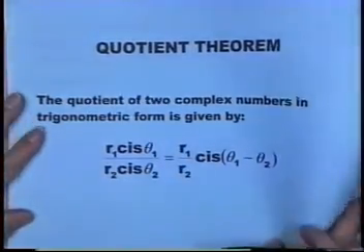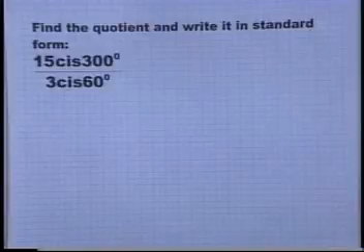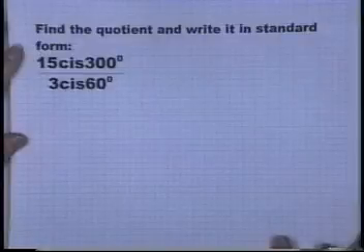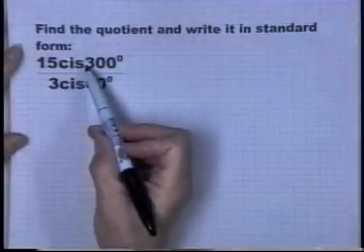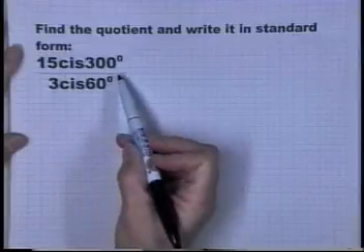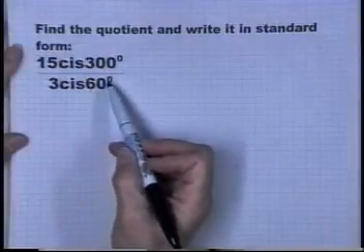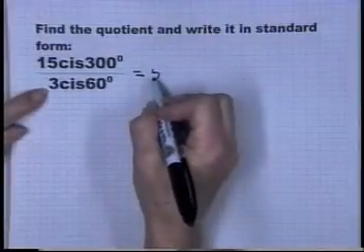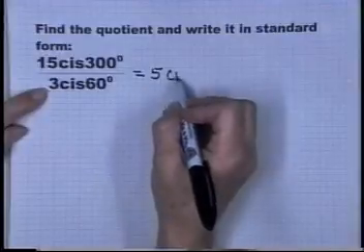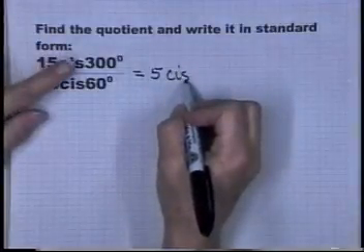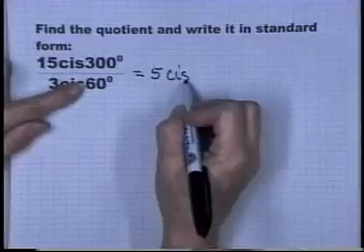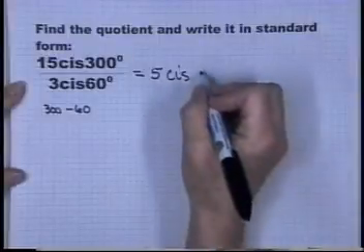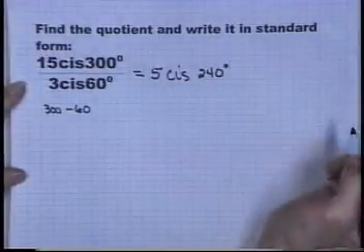Okay, so let's take a look at another example. Find the quotient and then write the answer in standard form. I have 15 cosine 300 degrees plus i sine 300 degrees being divided by 3 cosine 60 degrees plus i sine 60 degrees. Okay, well, we'll start with the r's. 15 divided by 3 gives us a 5, doesn't it? Then we're going to write our cosine plus i sine. Remember, you're going to take the top angle and subtract the bottom angle. So you want 300 minus 60. That gives you 240 degrees, doesn't it?